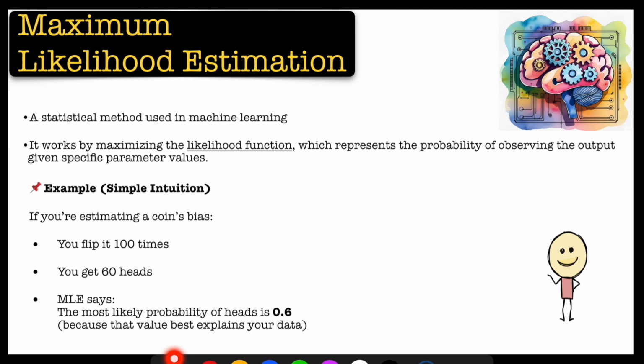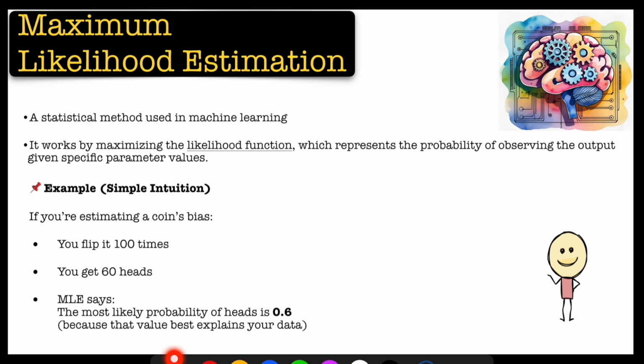So in our data set, we'll be given the input as well as the labeled output, right? So we'll try to maximize the likelihood of the actual output given the input. To understand this likelihood estimation, let's check one small example. If you are estimating a coin's bias, let's say you are flipping the coin 100 times and you get 60 heads. So the MLE, or maximum likelihood estimation, says the most likely probability of heads is 0.6, because that value best explains your data.